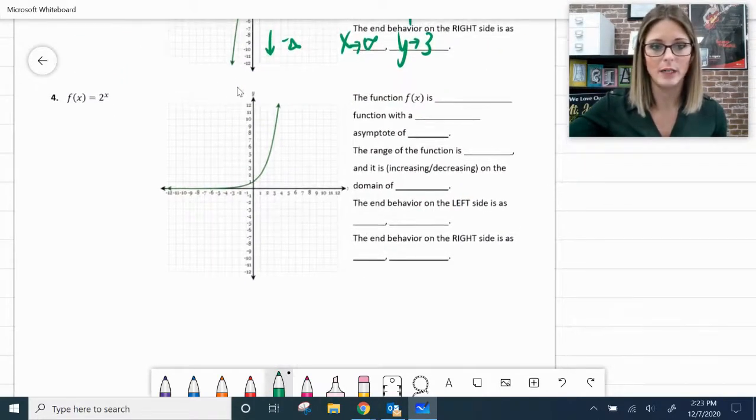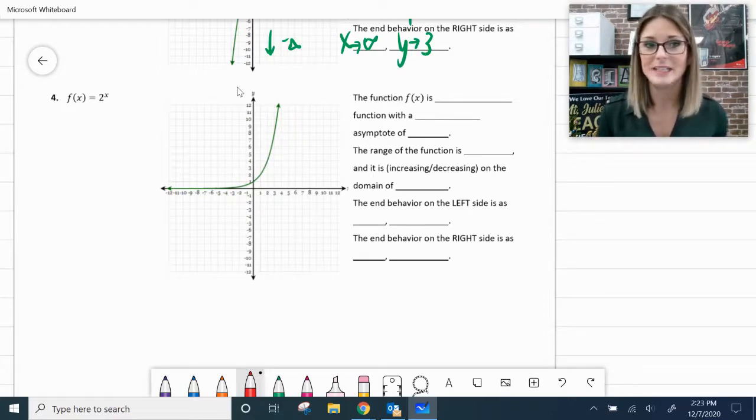Last one, number 4. Your function is just f of x equals 2^x. Super simple. Sometimes the most simple problems on Delta Math are the ones that give my students the most trouble. So 2 is just telling me that it's growth. X is my exponent, so it's an exponential function. No other transformations.